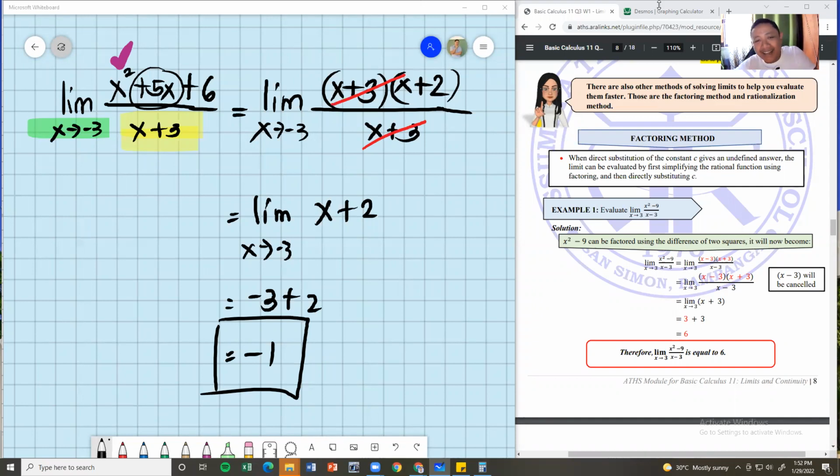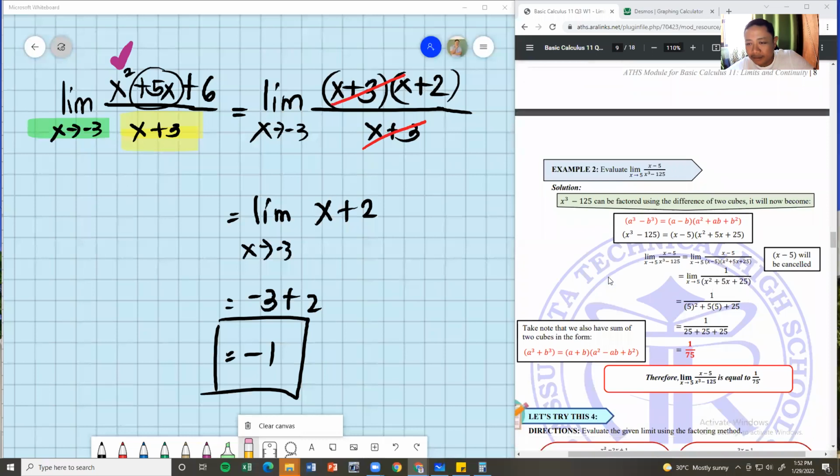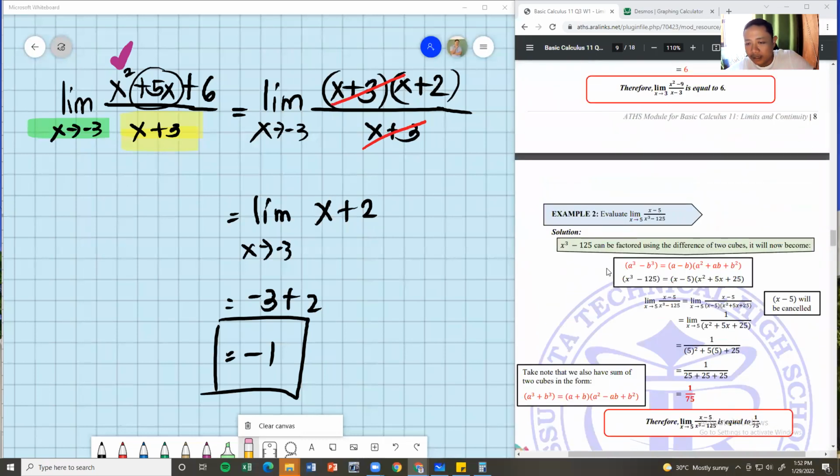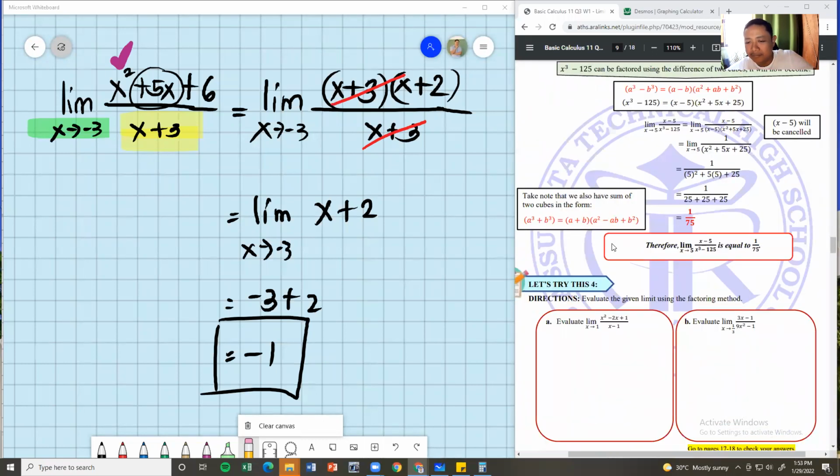So again, I presented to you different processes. Whichever makes you comfortable to use, then use that. That's not a problem. Okay? Very good. Let's continue. So that's the factoring method. Paulit-ulit lang yan. Same process. Okay. What about this? Okay. Eto naman. This is cute. Ito, pinapahaba.